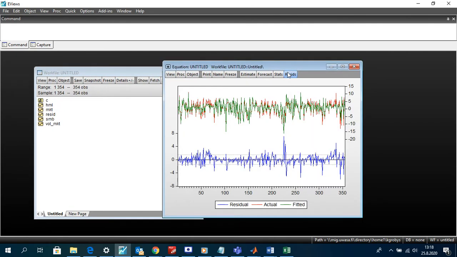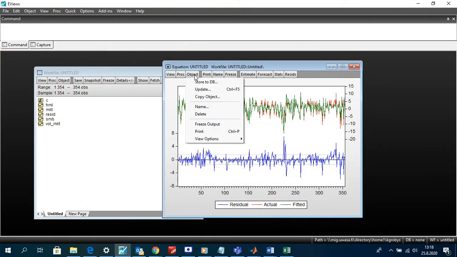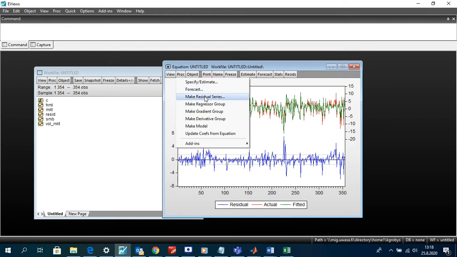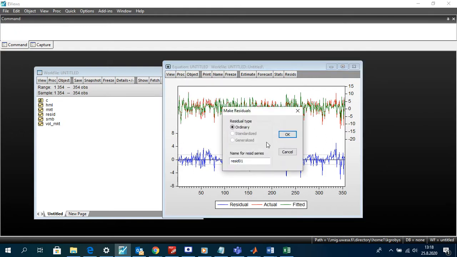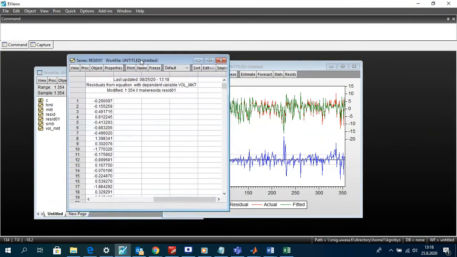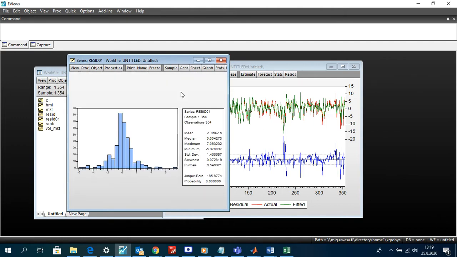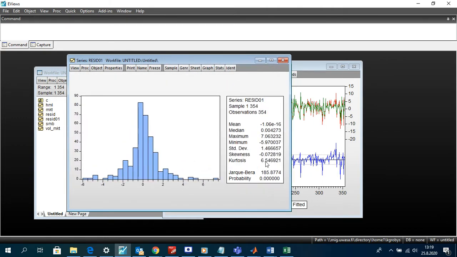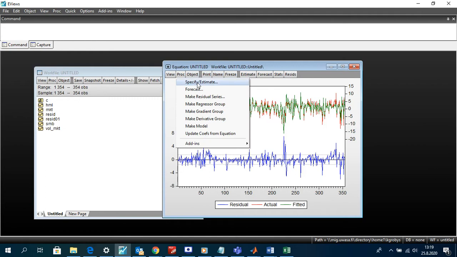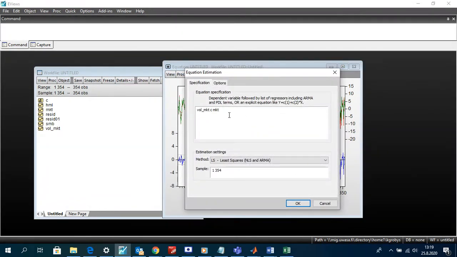If we take the residuals, go to Proc, Make Residual Series, we get the regression residuals from that equation and can store them here. If you check the regression residuals, we see they have a kurtosis of 6.5, so they are highly fat-tailed distributions. Obviously, it doesn't make much sense to use a standard normal distribution for our critical values.